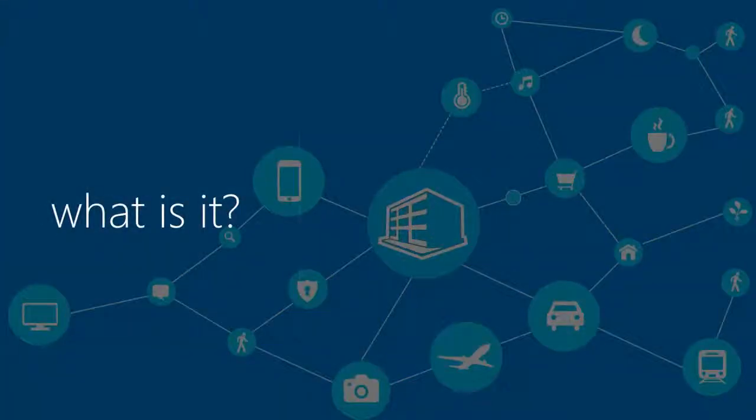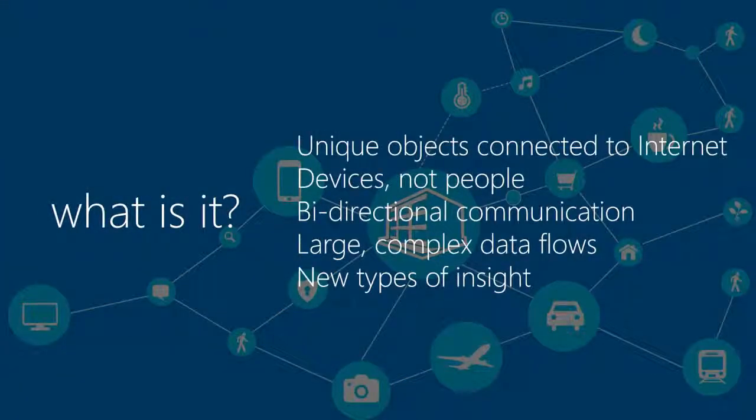So what is it? What is the Internet of Things? For this discussion, it's unique objects connected to the Internet, devices, not people, bidirectional communication, and new types of insight. One story that I think is really unique here is when I say devices, not people. There is a solution that Microsoft and our partner Fujitsu developed in Japan to help with cattle beef production. So they've actually connected cows to the internet. Some people may know this, some people may be surprised to hear the story.